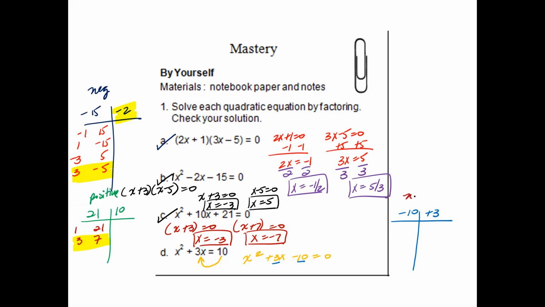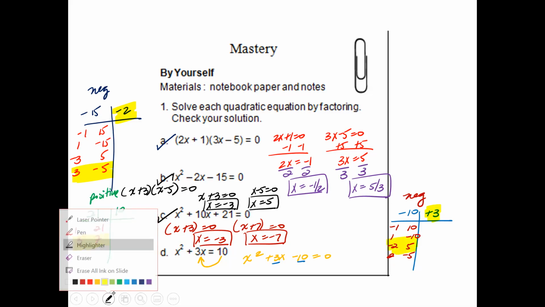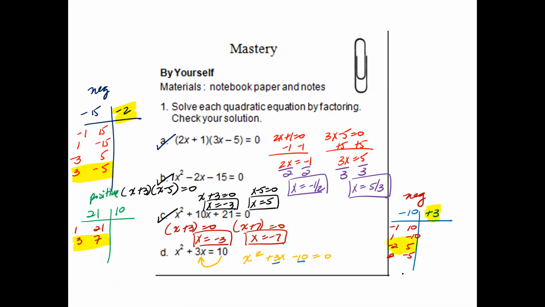So you ask yourself, with negative numbers, what times what gives me a -10? That could be -1 and 10, +1 and -10, -2 and 5, +2 and -5. Out of these four possibilities, which one gives me a +3? Well, it's the third option, so that will be x minus 2 equals 0, x plus 5 equals 0. If I add the 2 on both sides, x equals 2. If I subtract 5 on both sides, x equals -5.